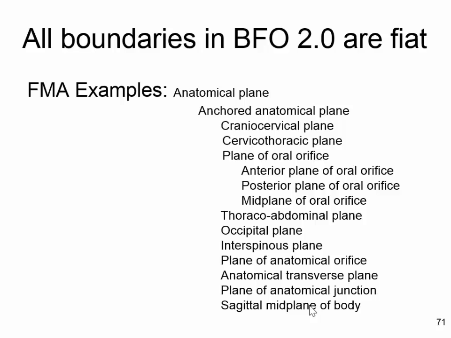This is a list of some boundaries: the anchored anatomical plane, the craniocervical plane, the posterior plane of the oral orifice. I can sort of imagine what that is. The thoraco-abdominal plane. These are lines drawn through the organism to correspond to lines that you might draw in a diagram of the organism. But they don't correspond to any discontinuities in the physics of the organism. They are just convenient lines to draw in order to enable, for instance, the lower gut and the upper gut, or the lower tibia and the upper tibia and the mid tibia, to be distinguished from each other.